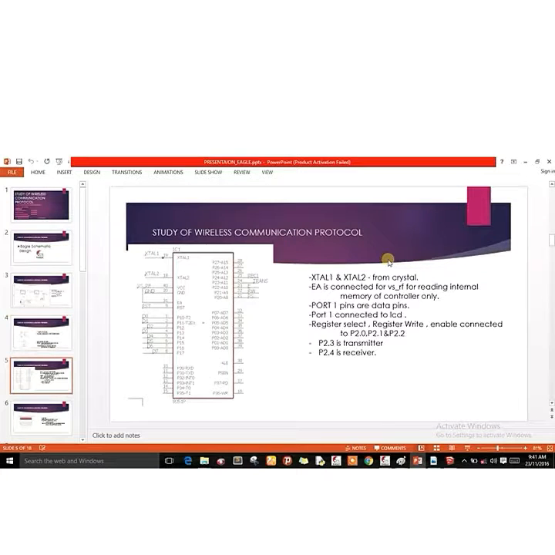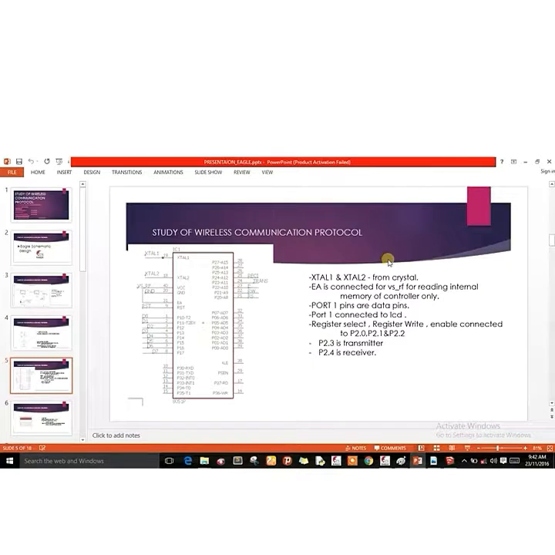Next one is the microcontroller connection. The 89C51RD2 has 64KB flash along with 1KB RAM, which is comparatively more than the 89C51RC2 and RB2. Now the connections. XTAL1 and XTAL2 pins are connected to the crystal. EA bar is connected to the plus 5 volt supply for reading internal memory only. If we connect EA bar to ground or 0, we read external memory. We can read external memory also. So we connected EA bar to high to read only internal memory.